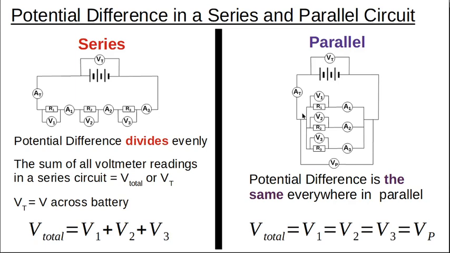But then you'll see that once it's moved through the resistor, it has to come back and rejoin. All the current rejoins over here, and then it goes back to the battery. The potential difference is the same everywhere.